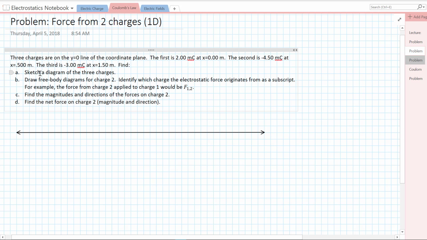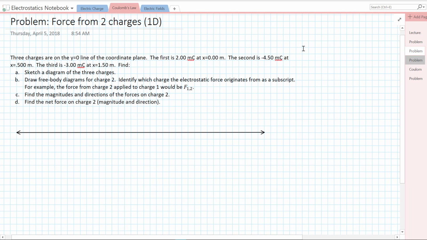Find, well, A, sketch a diagram of the charges. B, draw a free body diagram for charge 2. Identify which charge the electrostatic force originates from as a subscript. For example, the force from charge 2 applied to charge 1 would be F sub 1, comma 2. Find the magnitudes and directions of the forces on charge 2, and find the net force on charge 2, magnitude and direction. So let's just get started.